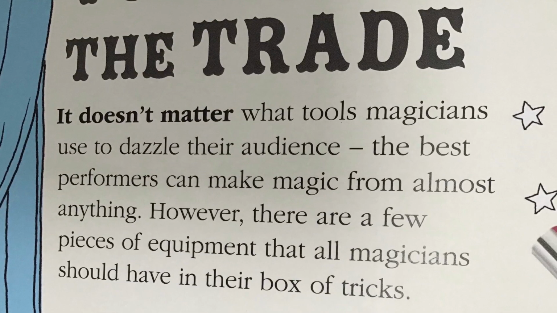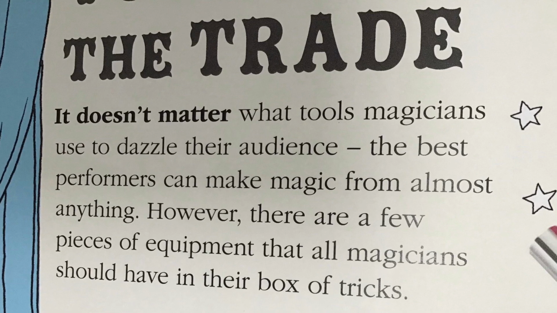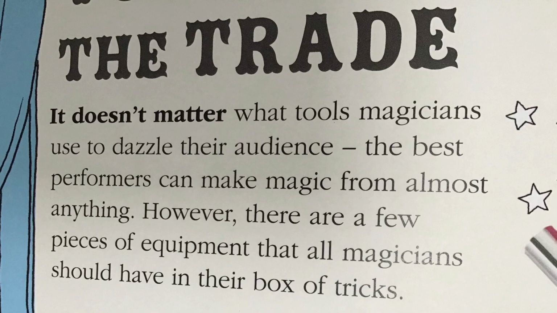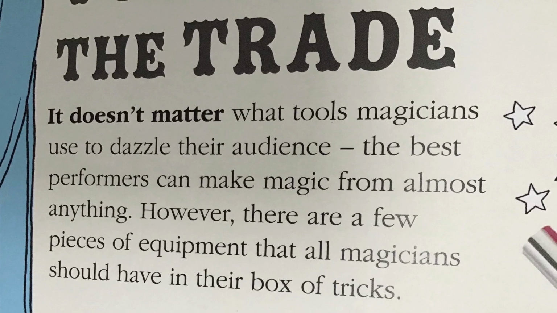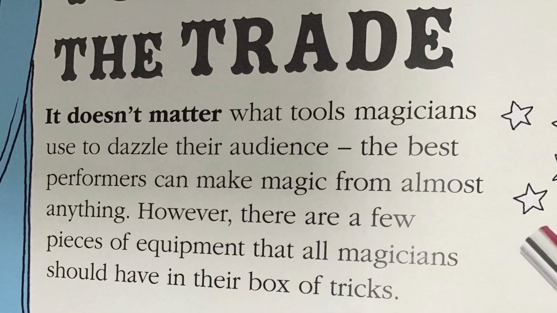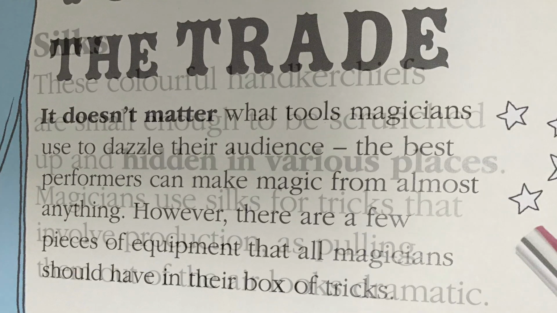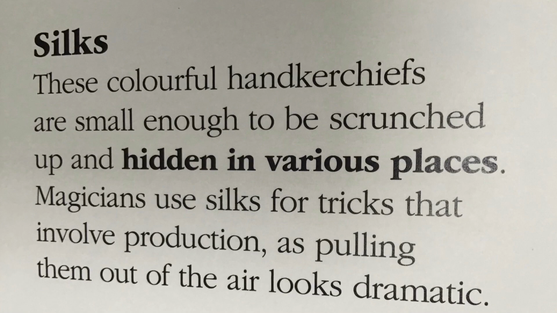Tools of the trade. It doesn't matter what tools magicians use to dazzle their audience. The best performers can make magic from almost anything. However, there are a few pieces of equipment that all magicians should have in their box of tricks. Silks. These colourful handkerchiefs are small enough to be scrunched up and hidden in various places. Magicians use silks for tricks that involve production, as pulling them out of the air looks dramatic.